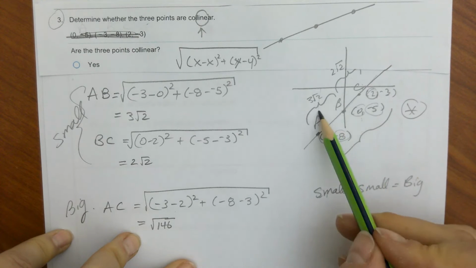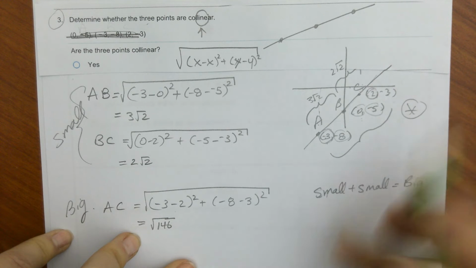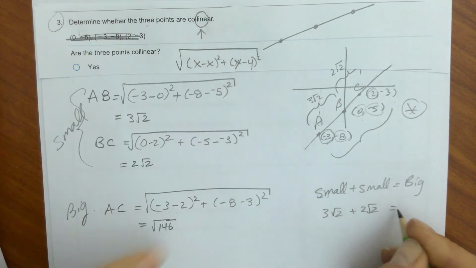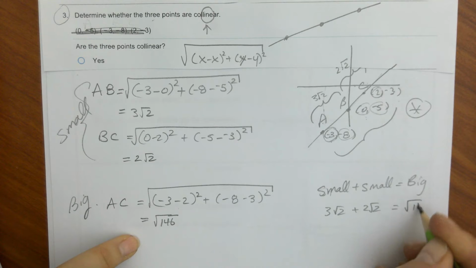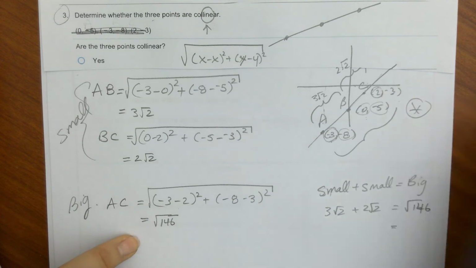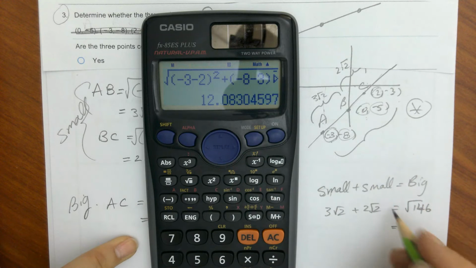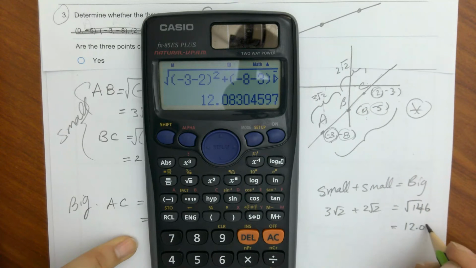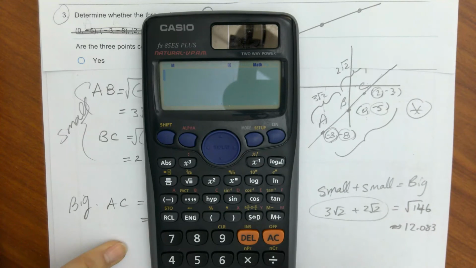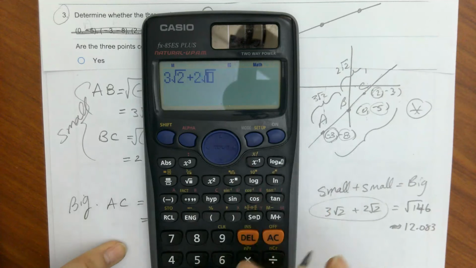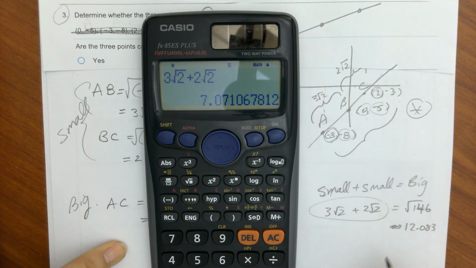So small plus small, is that equal to big? Okay, so 3 root 2 plus 2 root 2, is that equal to root 146? Let's check. What's root 146? Approximately 12.083. Approximately. So now let's add these two. 3 root 2 plus 2 root 2, 7.07.